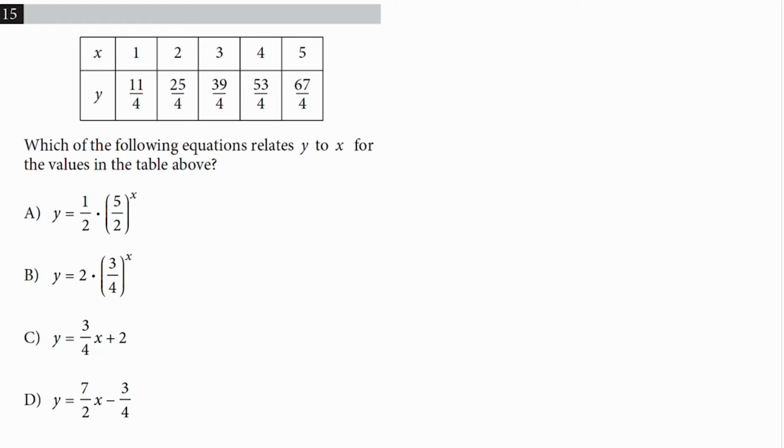Which of the following equations relates y to x for the values in the table above? The first question we need to ask is, as x increases by 1, are we adding something to y or multiplying y by something? And it looks like we are adding 14 fourths to y with each term. And so this is going to be a linear equation with a slope of 7 halves, and so that's D.